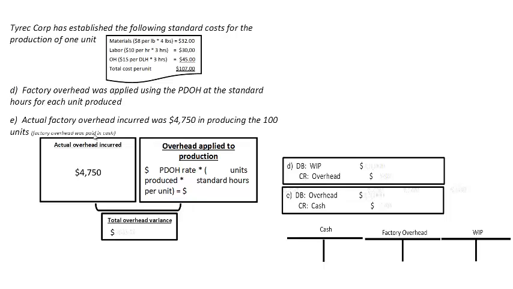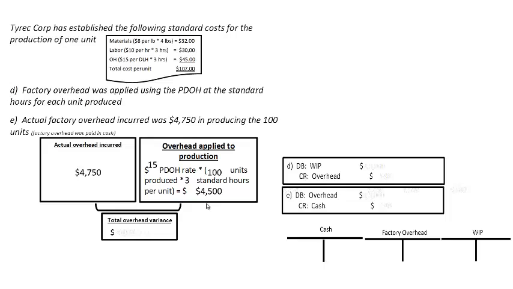Now we want to compare that to the overhead that we applied to production at the standard overhead hour rate. So our predetermined overhead rate in this case is $15 an hour per direct labor hour. We're going to multiply that times 100 units produced times the standard hours that we expected to take per unit. So it's 100 units times 3 standard hours, and if we multiply that quantity times a $15 predetermined overhead rate, we come up with $4,500 worth of overhead that was applied to production.